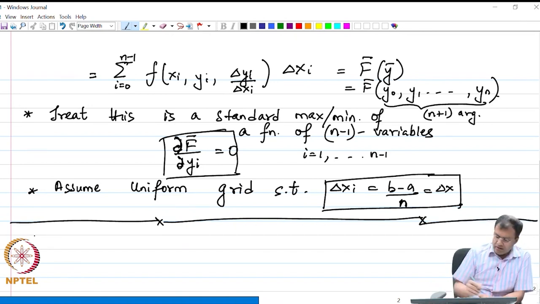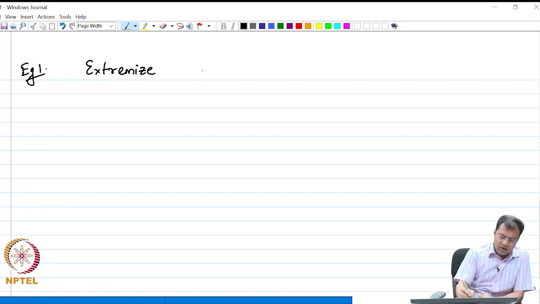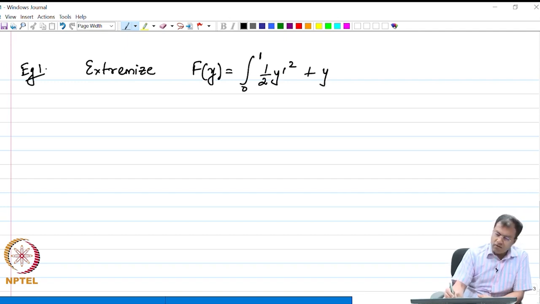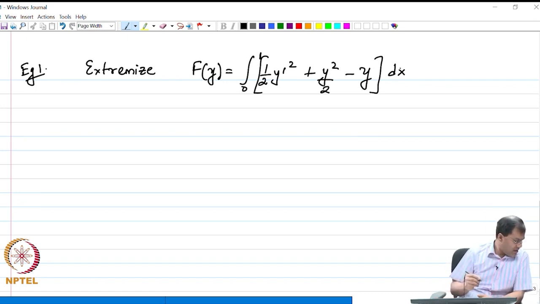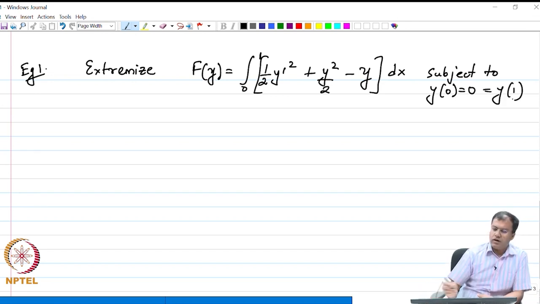Okay. So the example says, let us go to the next slide. The example says that we need to extremize f of y, which is given by the integral from 0 to 1 of half y prime square plus y square by 2 minus y dx, subject to the boundary condition y of 0 is 0 and y of 1 is also 0, right. So my domain is x from 0 to 1.